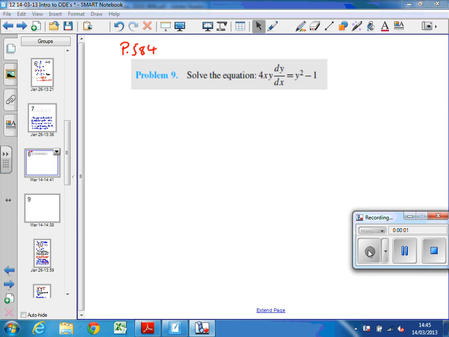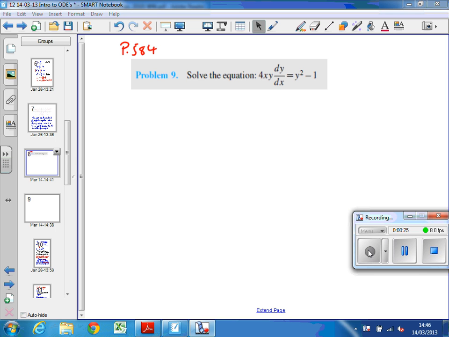For example, problem 9, page 584, solve this differential equation. So we can separate the variables, okay? And then we'll see whether or not we can separate the variables so we can use this technique. Are they multiplied together, in other words?